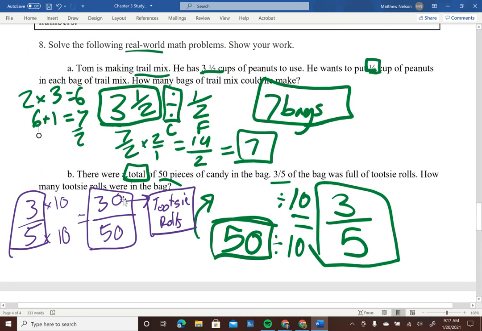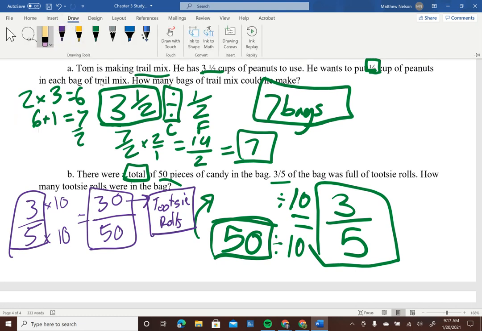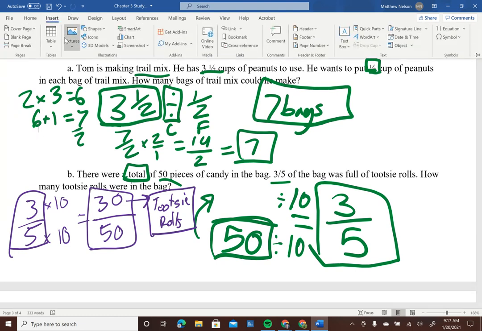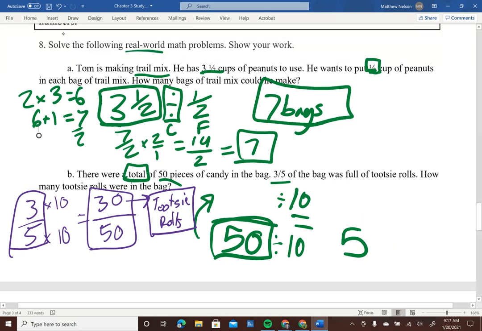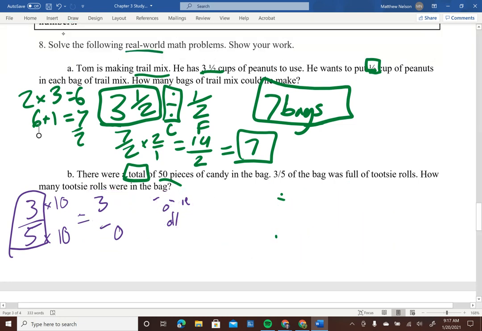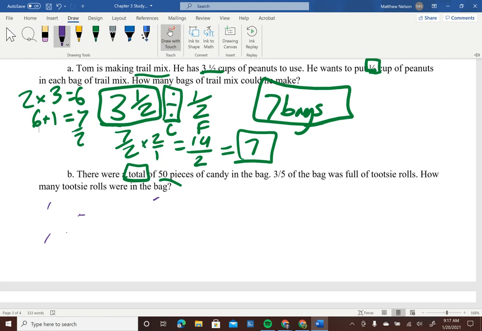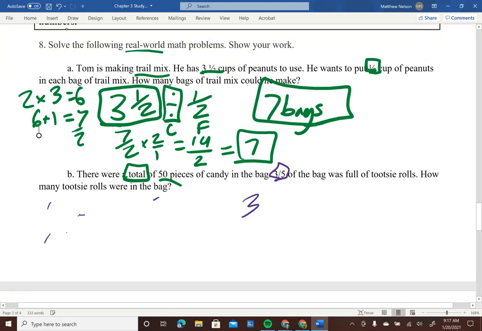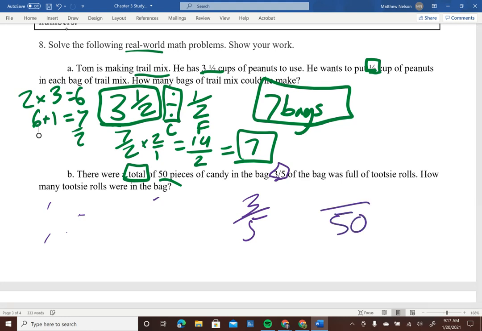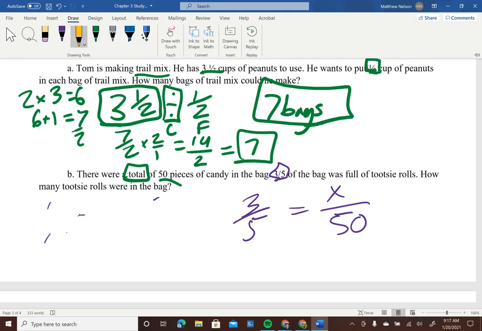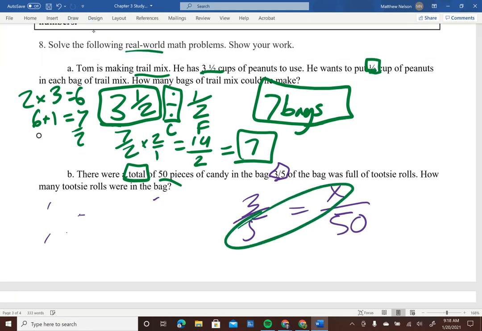Real quick on 8b, I just want to give you the algebraic way of solving, how you might see it in algebra. So here you'd set up a proportion just like I did before. So I'd say 3/5 of the bag is full of Tootsie Rolls. If there were 50 pieces of candy, how many Tootsie Rolls were there? So I would put X in. And you can do something called cross multiplication. So I can do 5 times X and 3 times 50.